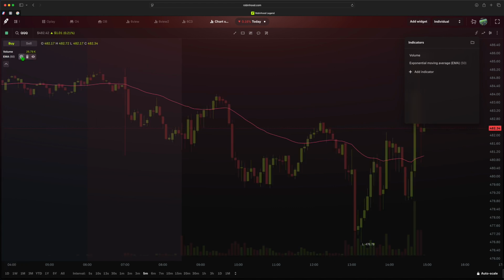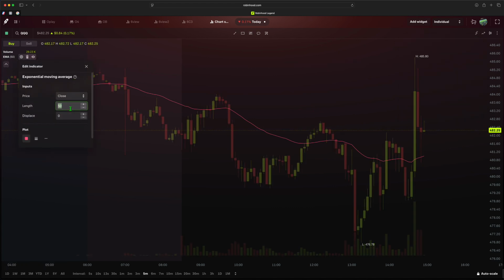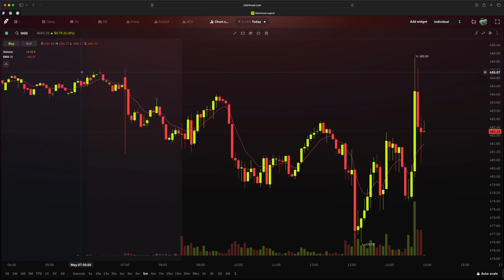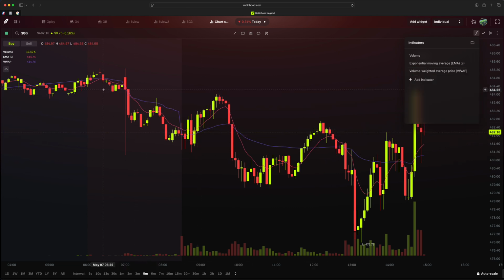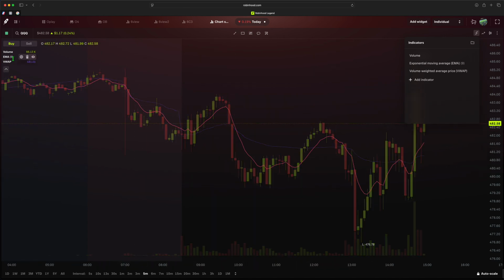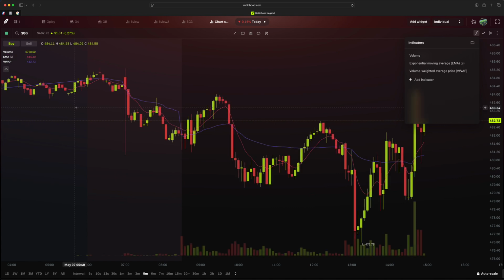You change this EMA to a 9. You're going to add VWAP. VWAP moves with the price, so you don't have to set a setting. It is volume times the price divided by the volume. So VWAP is going to steadily move with the price. Your 9 EMA is your last 9 candles averaged.